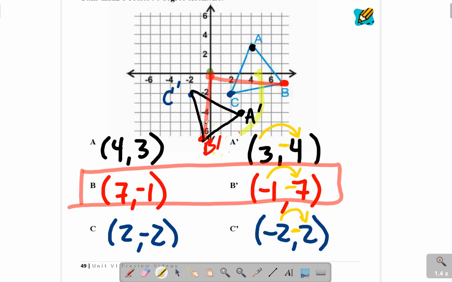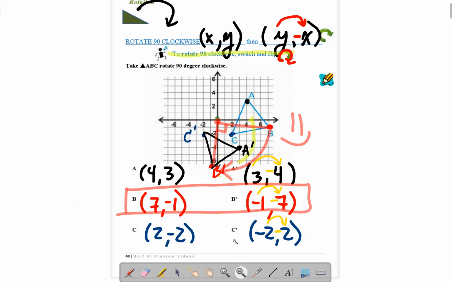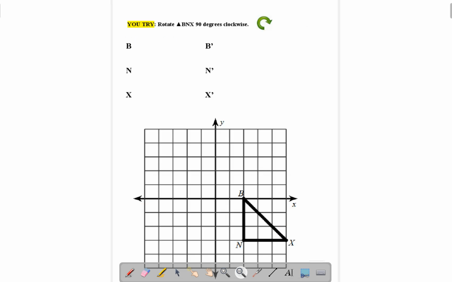Okay, now look carefully. Does this look like a right angle? Yes. Did we travel clockwise? Yes. That's how you know you are correct. Rotate 90 clockwise, switch and flip to the right. Okay, you do this page on your own. Pause the video and restart when you are done.